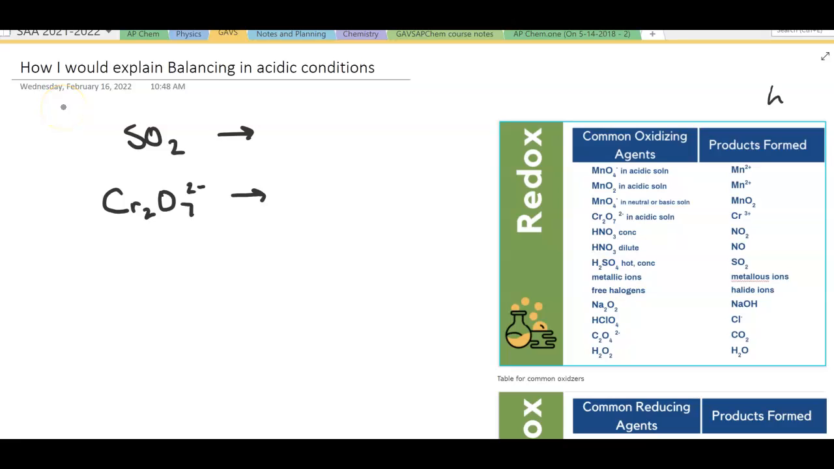As a complement to the How to Balance in Acidic Conditions video from the module, let me show you how I would go about it. It might be more helpful to some of you that are struggling. The tables that are provided in the module are going to be what you need. So you have sulfur dioxide given.